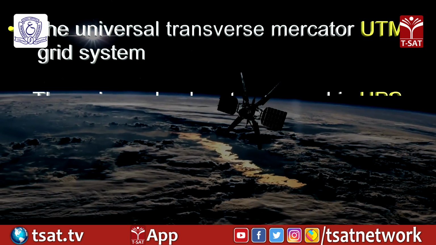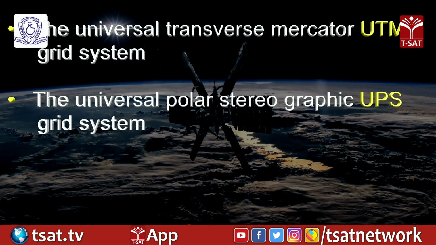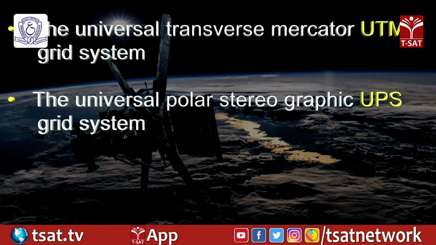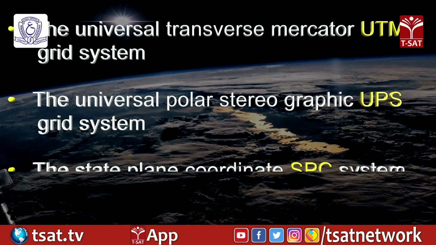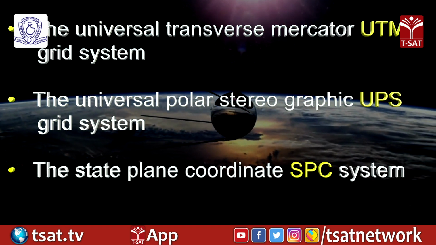Coordinate systems commonly used in the United States include the Universal Transverse Mercator UTM grid system, the Universal Polar Stereographic UPS grid system, and the State Plane Coordinate SPC system. As a group, the coordinates of these common systems are sometimes called the real world coordinates.